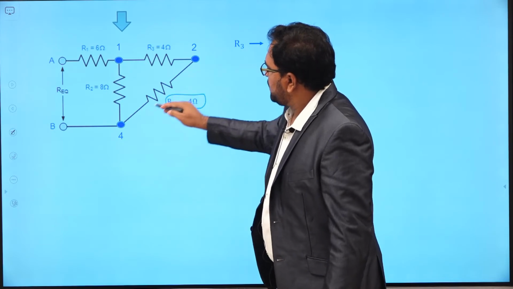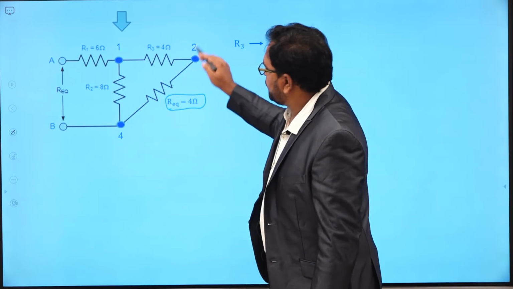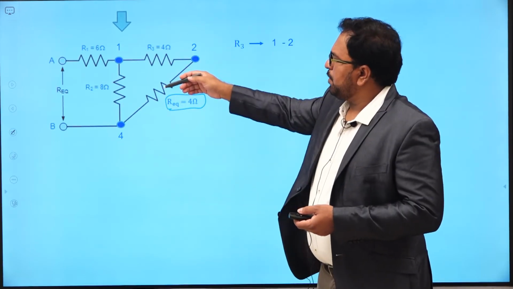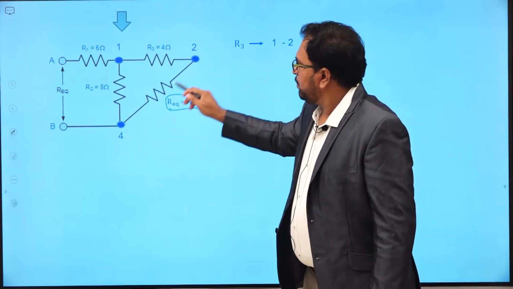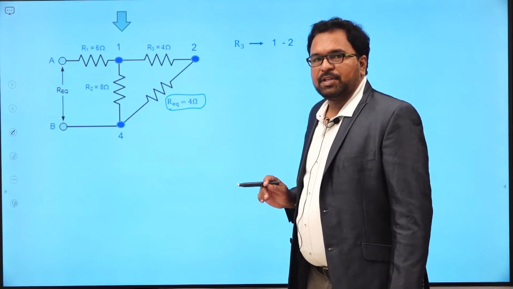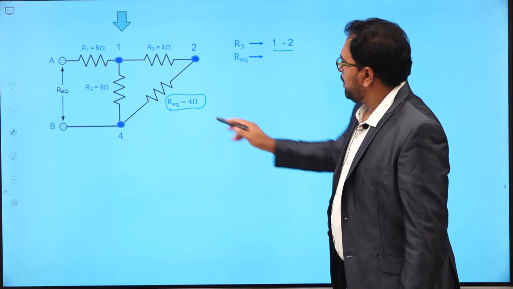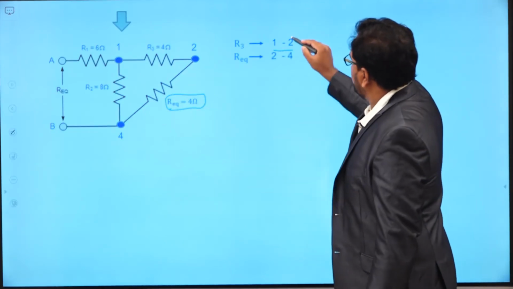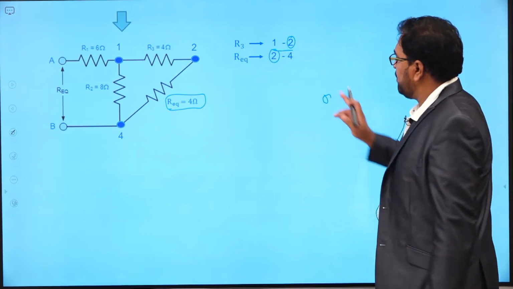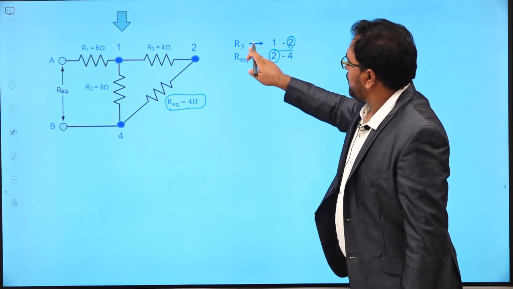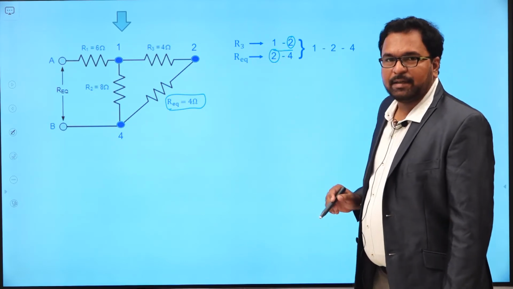But when you remove series resistors by an equivalent resistance, then the common node is going to be eliminated. From the starting onwards also, if you observe, the common node which is there is going to be eliminated when you replace the two resistors that are connected in series. Here R3 is connected between 1 and 2, R equivalent is connected between 2 and 4. So this second node is common here. The second node is going to be common for both R3 and R equivalent. Since it is common, we can say that R3 and R equivalent are connected in series.